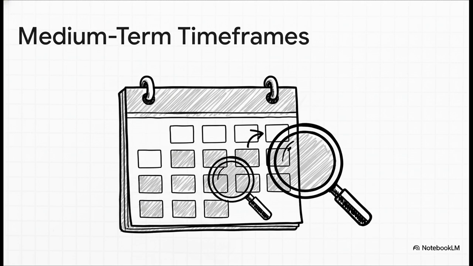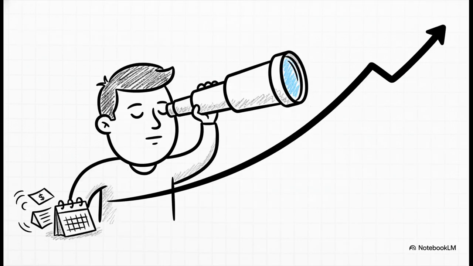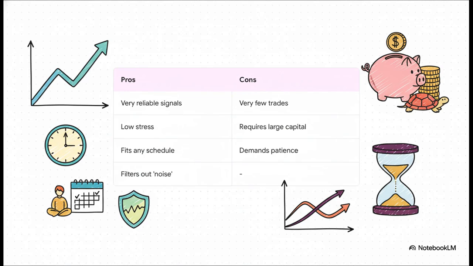You get enough detail to find good entry points, but without all the constant stress of the really fast charts. And finally, we have the patient strategist, the long-term or position trader. These traders think more like investors. They are focused on the huge, overarching trends and couldn't care less about the little daily wiggles. They might hold a single trade for weeks, months, sometimes even longer. Now this style, it offers the highest quality signals and is by far the lowest stress.